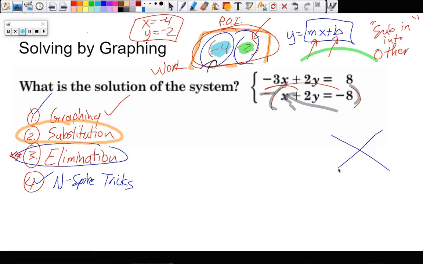You with me? Yeah. But what if I had something that looked like this? Let's say negative 3x plus 2y is equal to 8. And then I had something like 6x minus 4y is equal to 16.